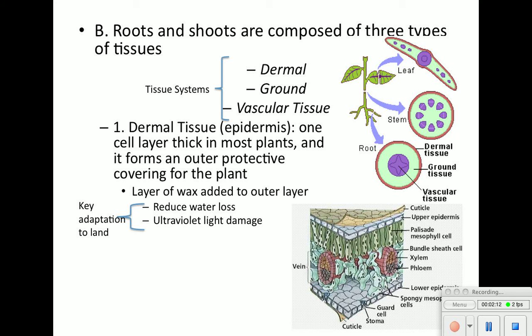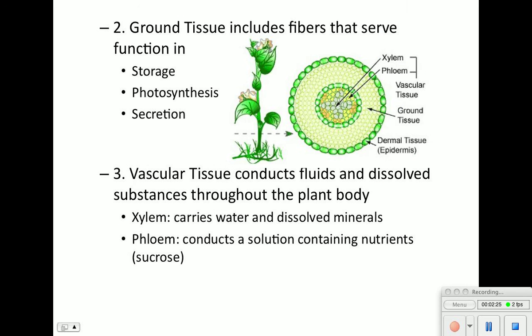When you cut a plant in cross-section, you can see that all three of these tissue systems are evident. The dermal tissue is the peach color, the ground tissue is the green color, and the vascular tissue is the purple. The ground tissue includes the fibers that serve in storage of nutrients and water, as well as where photosynthesis takes place, and in some cases secretion, maybe of resin or other chemicals to keep insects off of it.